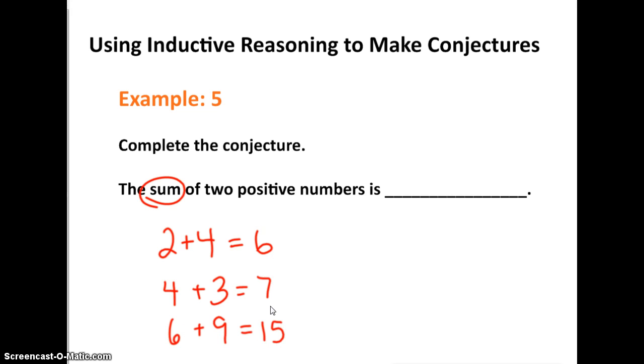Now looking at these numbers, 6 is even, but 7's odd. So I know it's not even or odd. However, I do see that all the answers are positive. So we can say that the sum of two positive numbers is positive.